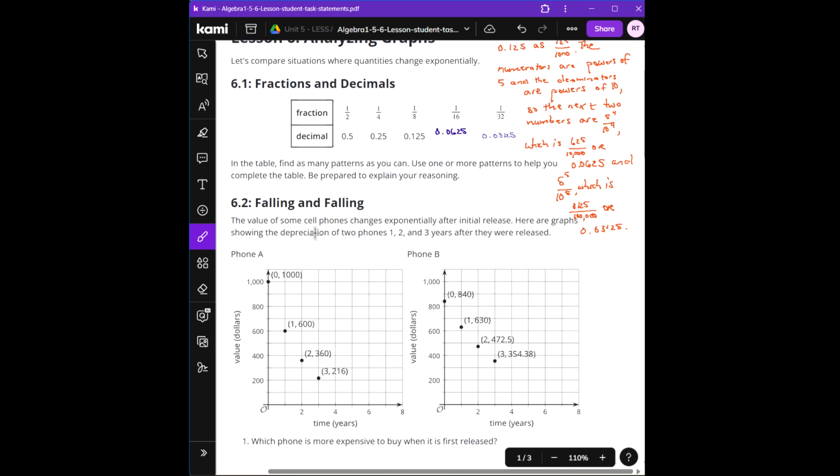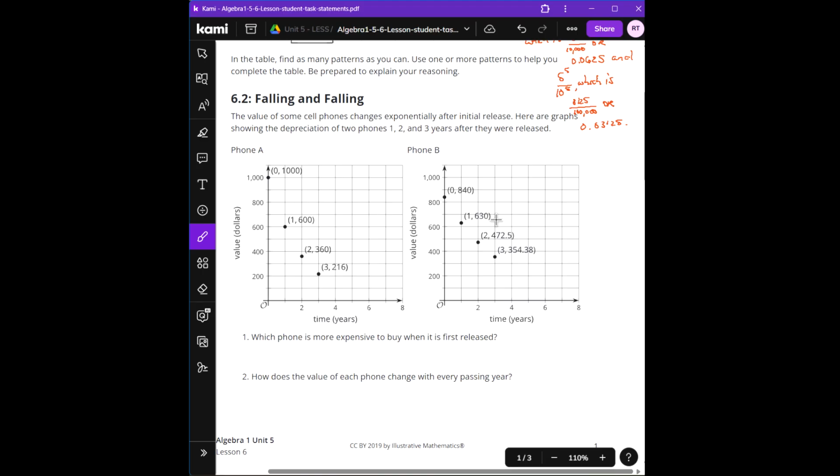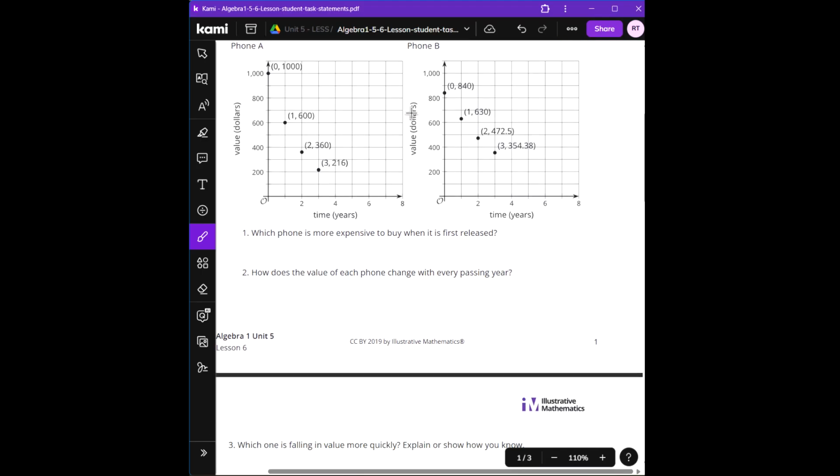The next one. The value of some cell phones changes exponentially after the initial release. Here are graphs showing the depreciation of 2 phones 1, 2, and 3 years after they were released. We can see that on the y-axis we have the value in dollars, and on the x-axis we have time in years. So which phone is more expensive to buy when it is first released? We're going to look at the y-axis, because that's our value in dollars.